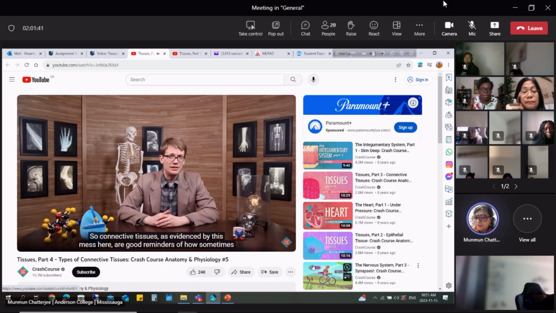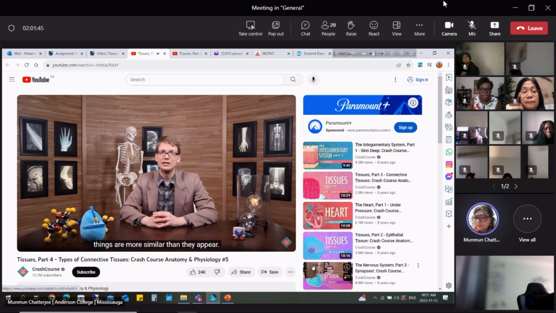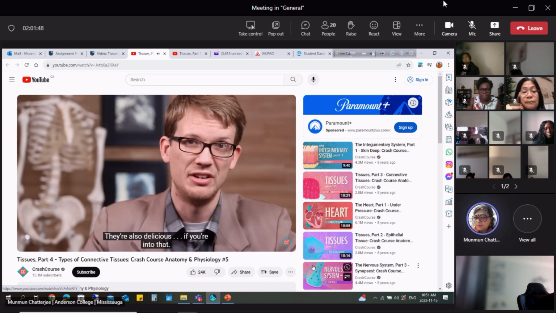So connective tissues, as evidenced by this mess here, are good reminders of how sometimes things are more similar than they appear. They're also delicious, if you're into that.